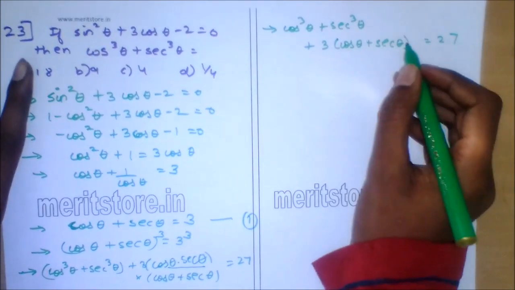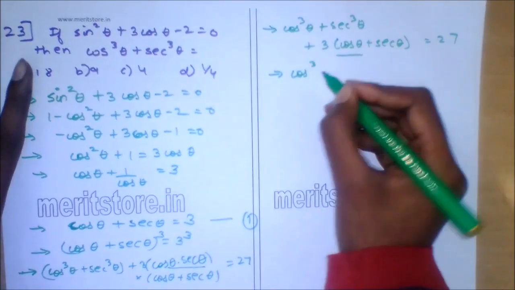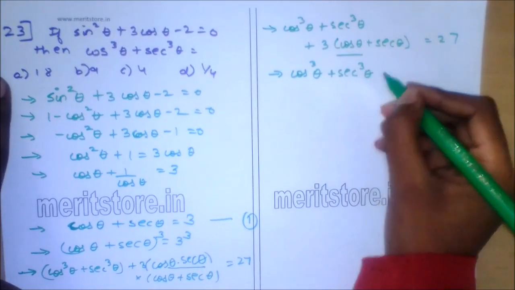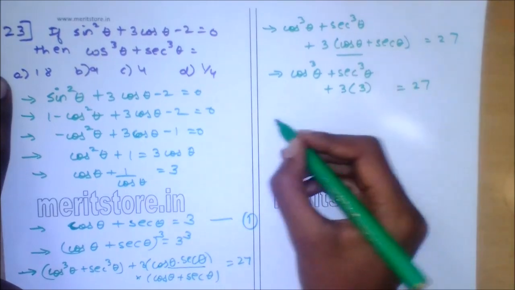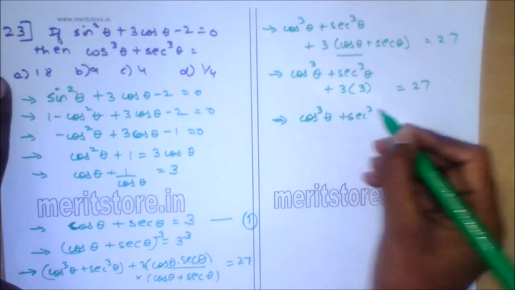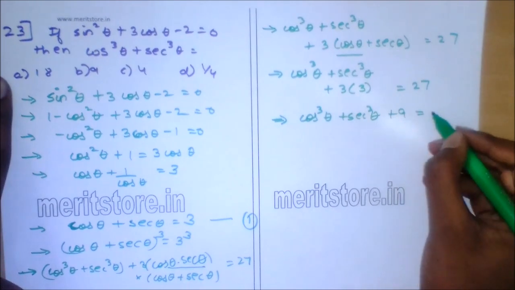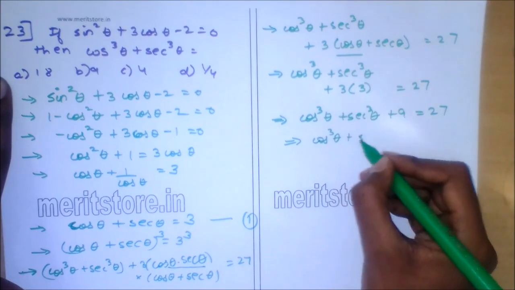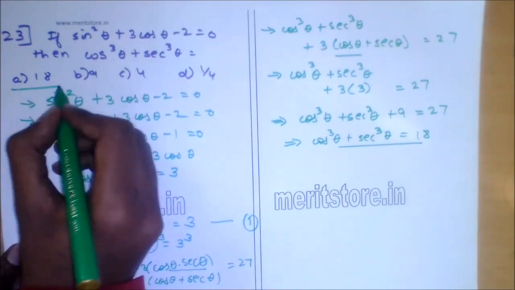Now cos theta plus sec theta is 3 from equation 1. So this is cos cube theta plus sec cube theta plus 3 into 3 equals 27. So cos cube theta plus sec cube theta plus 9 equals 27. So cos cube theta plus sec cube theta is 18, which is option number A.